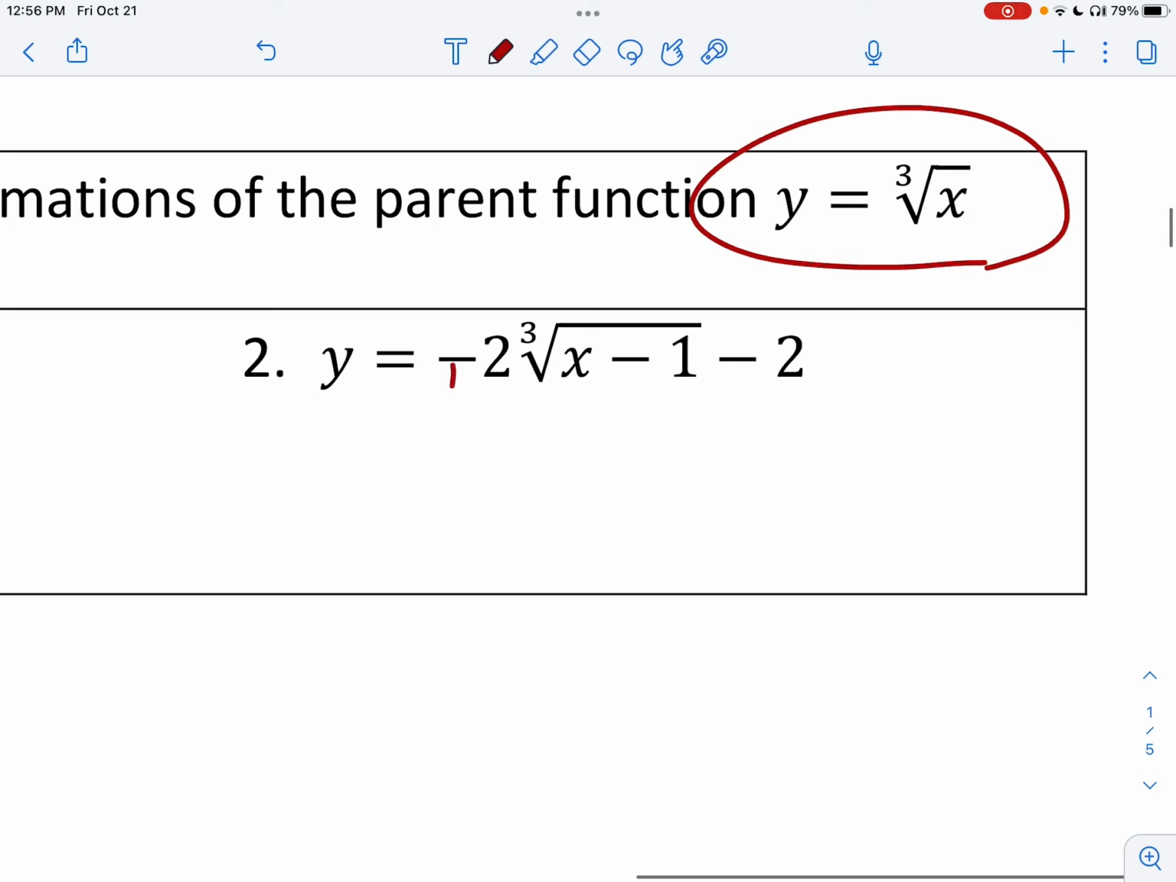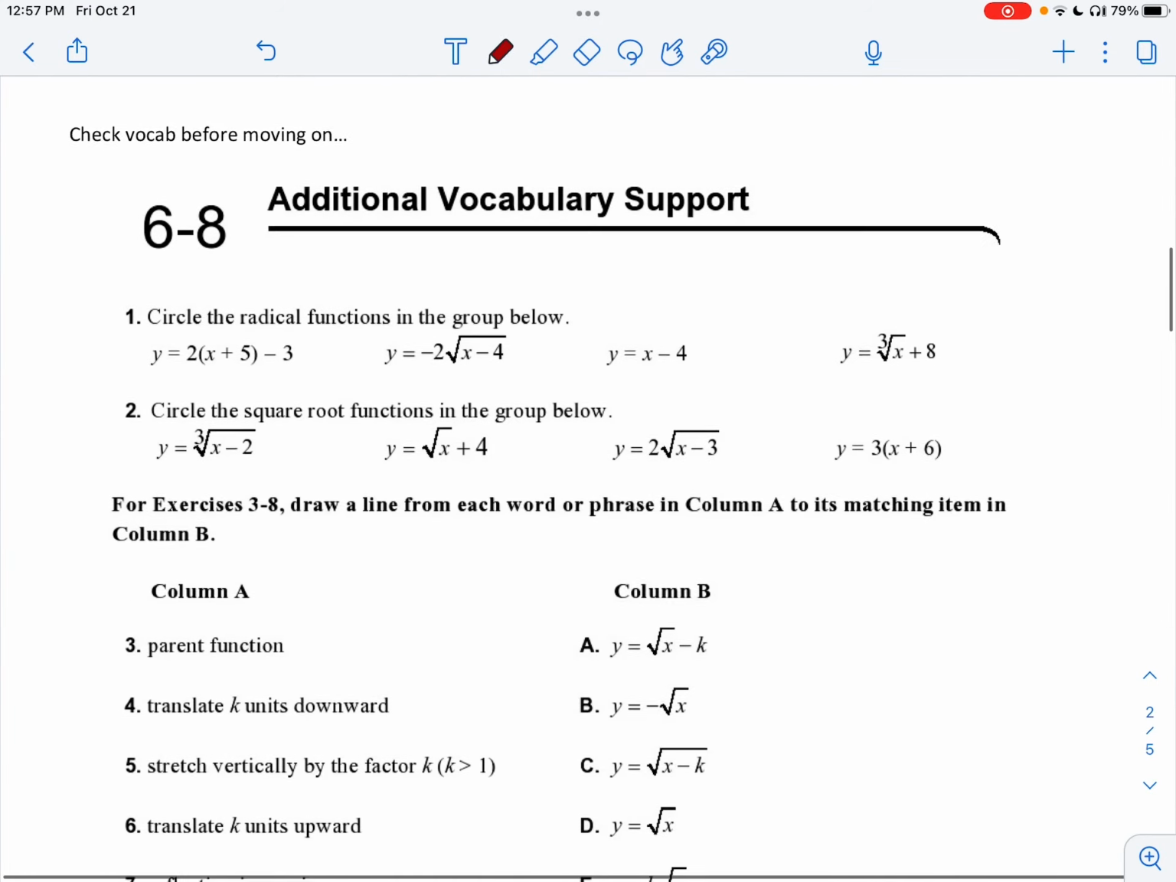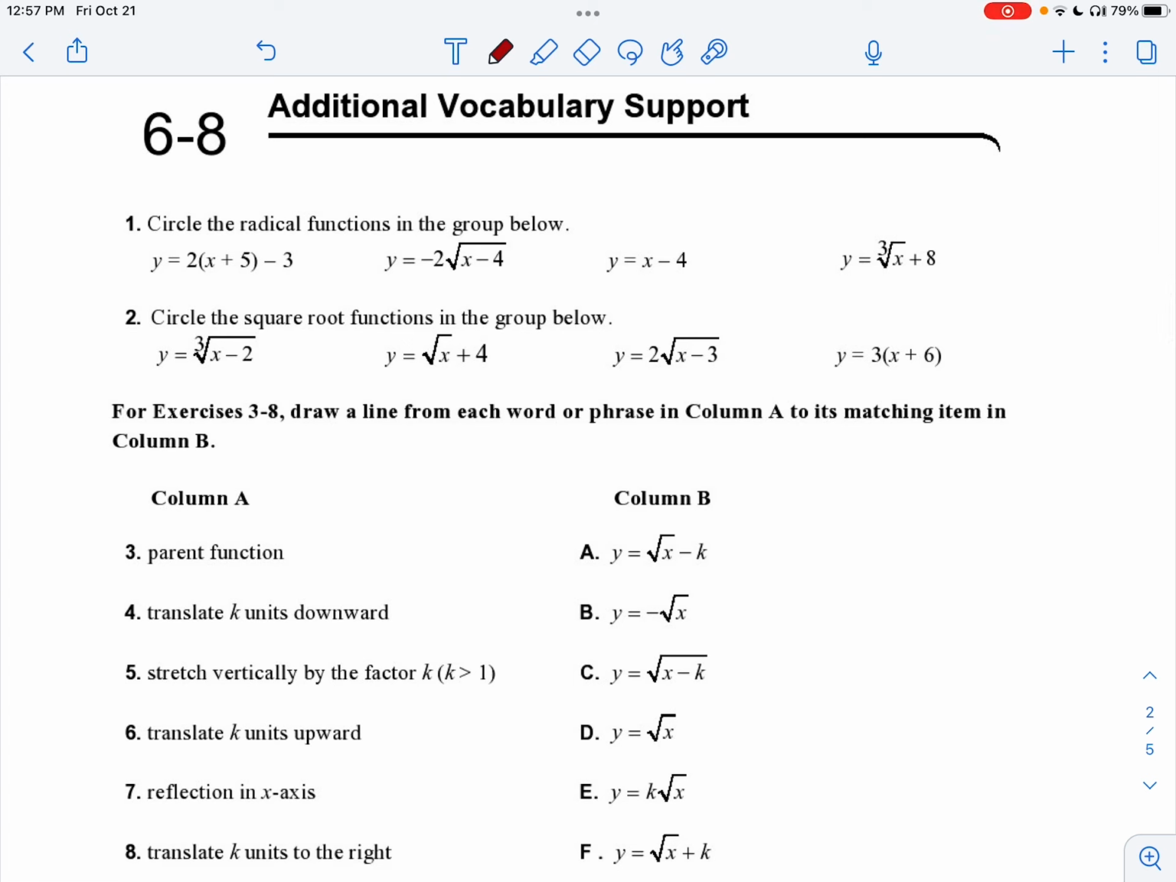This one has a lot more going on. Remember, the negative is a reflection. Technically, I did not spell, hold on, reflection. It's a reflection around the x-axis. This minus 1 moves it to the right 1. This minus 2 moves it down 2. If you need more helpful information about that, that was something you struggled with, please look back at the Chapter 2, Section 6 notes.